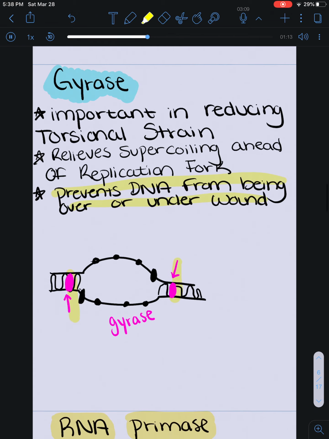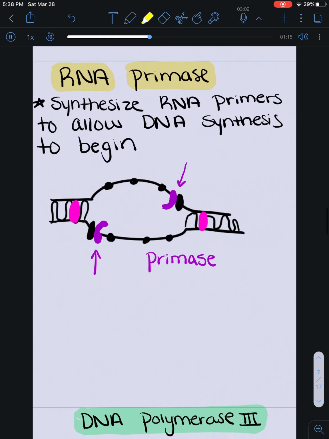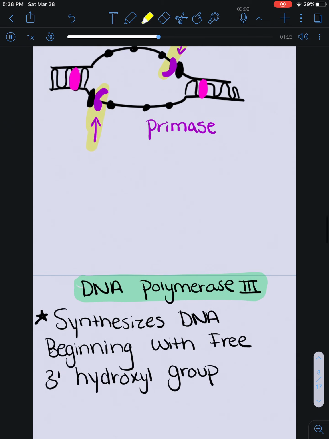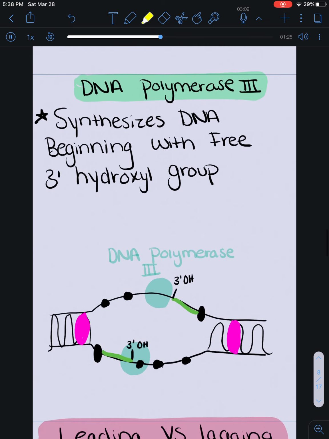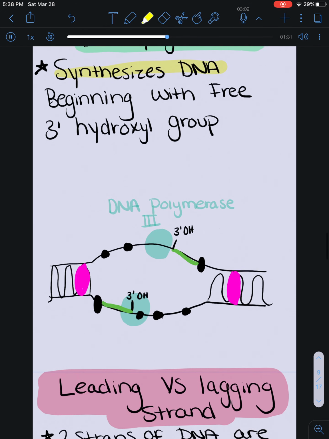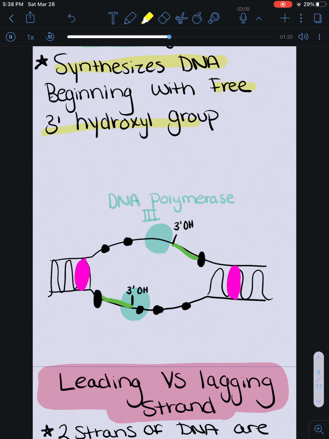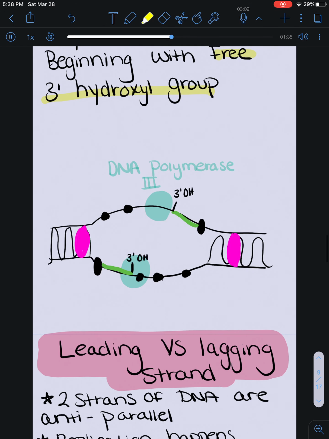Then we have RNA primase that comes in after the gyrase, and the RNA primase synthesizes RNA primers to allow for DNA synthesis to begin. So finally, DNA synthesis is about to begin, and it actually begins and synthesizes DNA with DNA polymerase III. So DNA polymerase III comes in and synthesizes the DNA, beginning with the free 3' hydroxyl group. You can see that written in that picture.